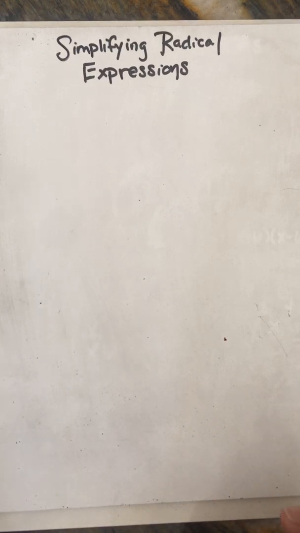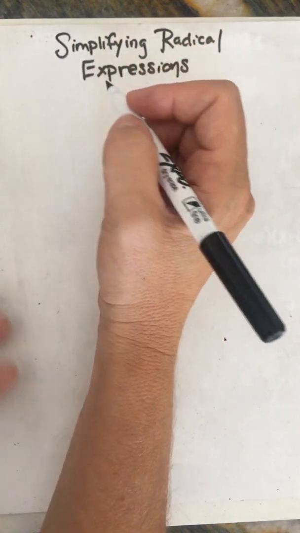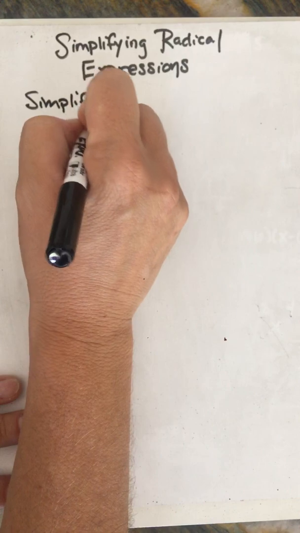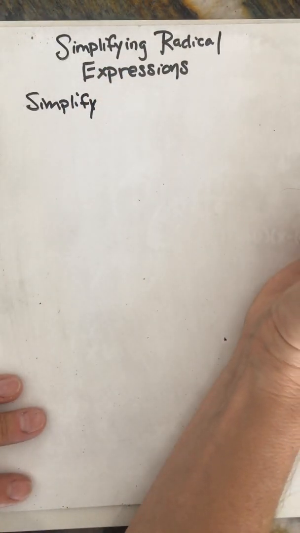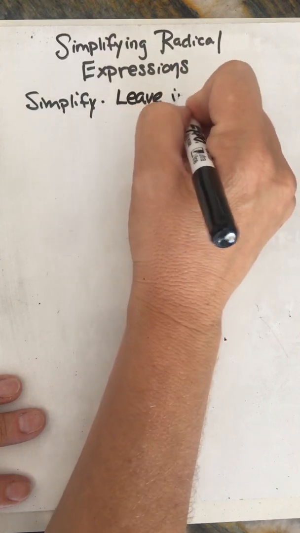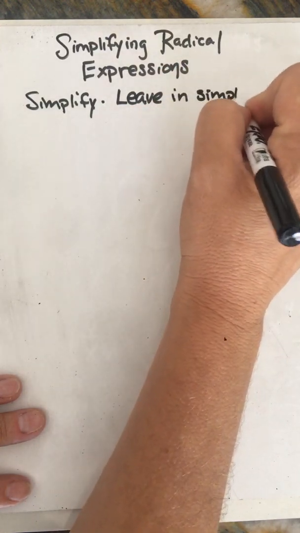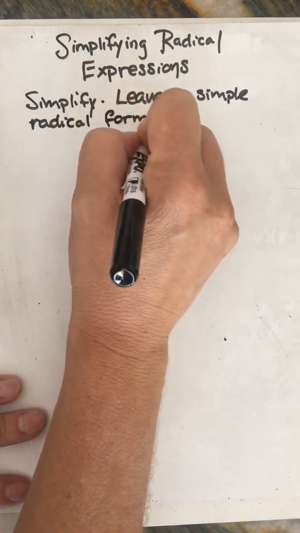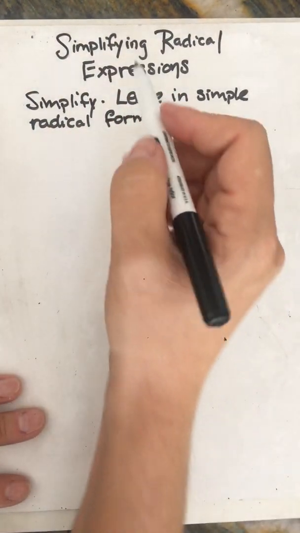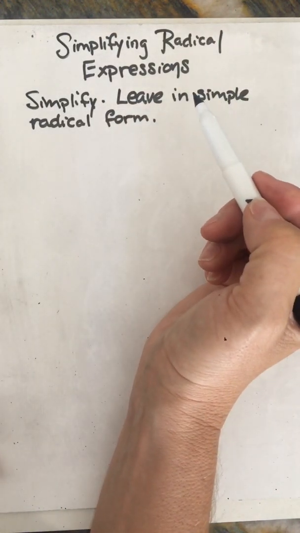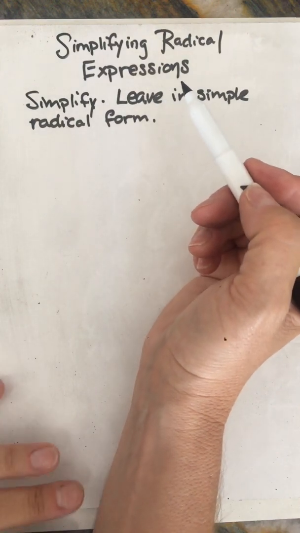You're probably fairly good at this because we did some of this while you were still in geometry with the triangles. So, if you're asked to simplify a radical expression, or to leave it in simple radical form, those are kind of synonyms, I guess you want to say. Synonym directions, whatever.